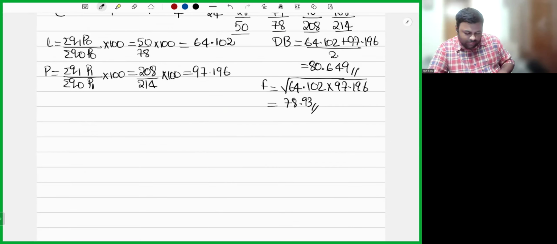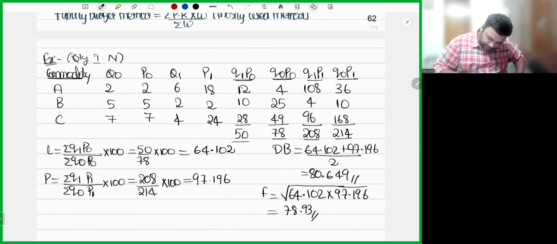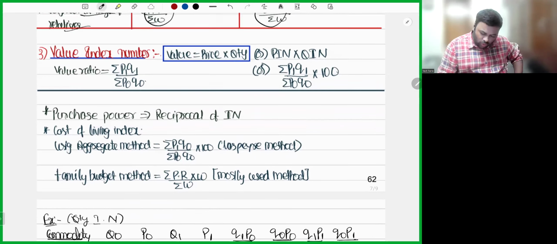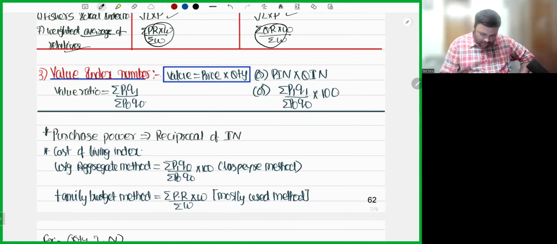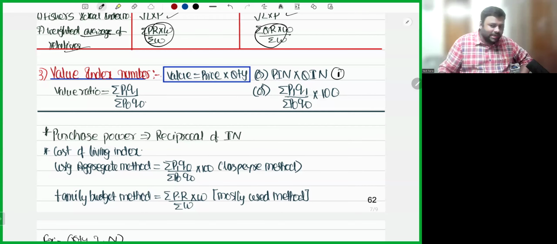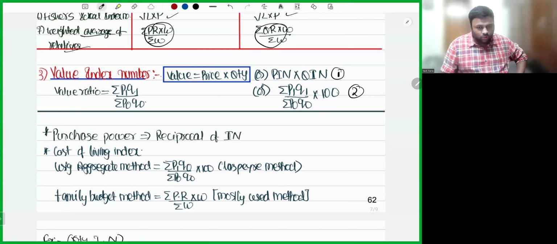After quantity index numbers, we have something called value index numbers. What is this value index number? There are two formulas for value index number. First formula is price index number into quantity index number. Second formula is summation of P1 Q1 divided by summation of P0 Q0 into 100. These are the two formulas we have for value index numbers.